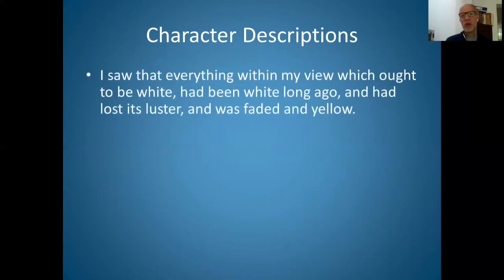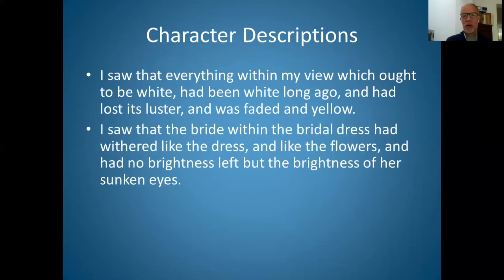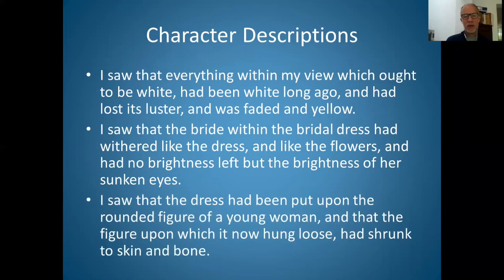I saw that everything within my view, which ought to be white, had been white long ago and had lost its luster and was faded and yellow. I saw that the bride within the bridal dress had withered like the dress and like the flowers and had no brightness left but the brightness of her sunken eyes. I saw that the dress had been put upon the rounded figure of a young woman and that the figure upon which it now hung loose had shrunk to skin and bone.